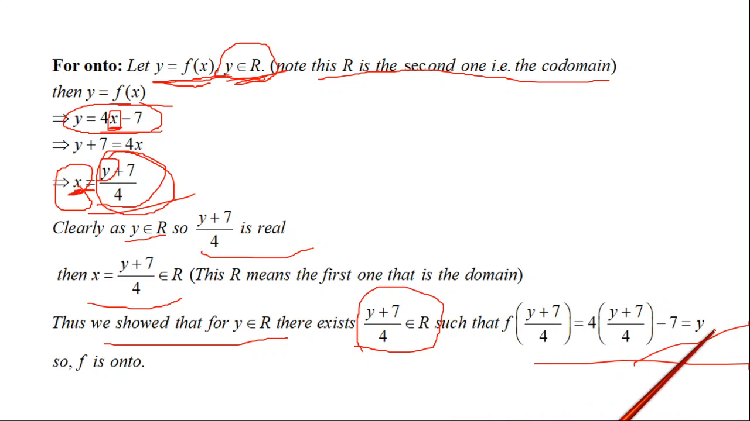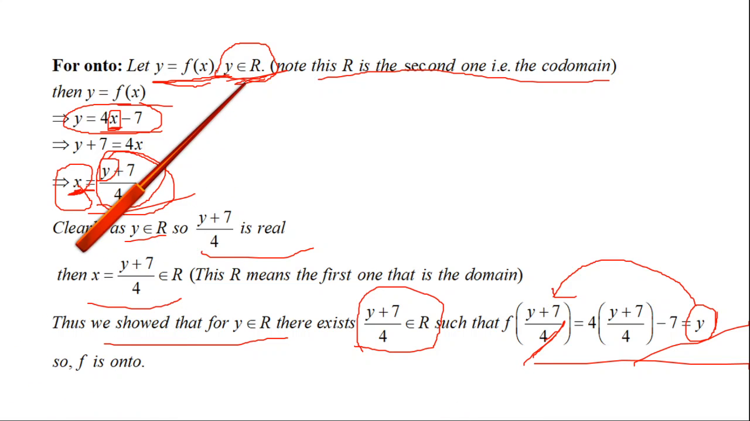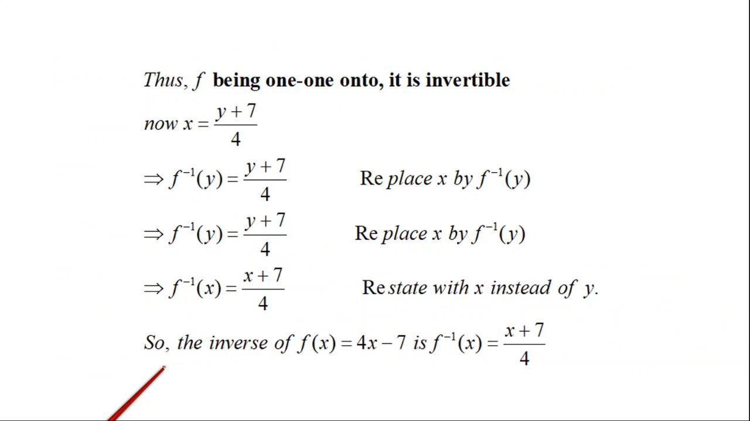So if you take an element in the codomain, we showed that for that particular element we will have an element in the domain of this form. That way every element of this R, of this codomain, has a preimage. Therefore f is onto. Thus f being one-one and onto, it is invertible.